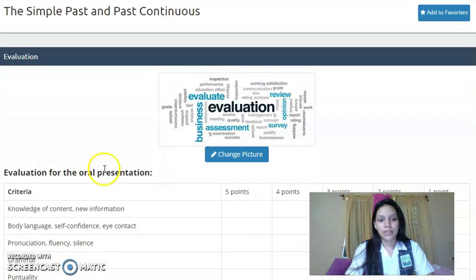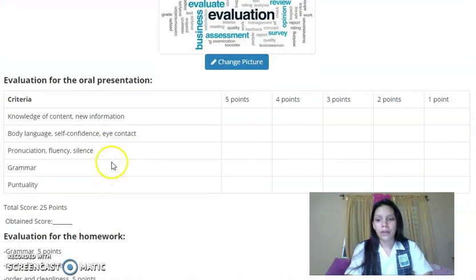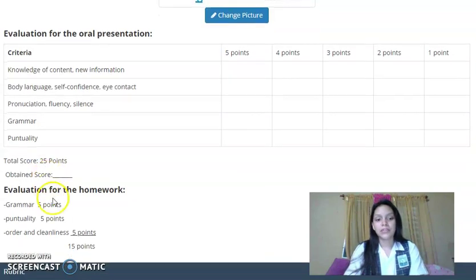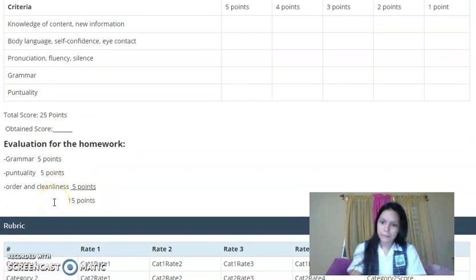we have two evaluations. Evaluation of the oral presentation. You need to print the evaluation to assign if you have 5 points, 4 points, 3 points, 2 points, or 1 point. Knowledge of content, new information, body language, self-confidence, pronunciation, fluency, silence, grammar, punctuality. The total score is 25 points.